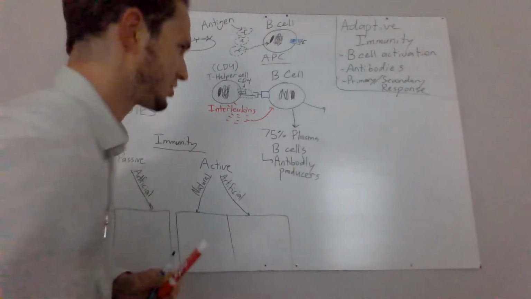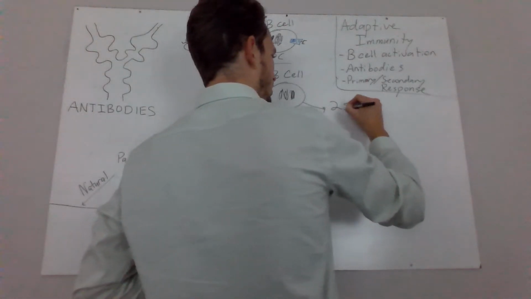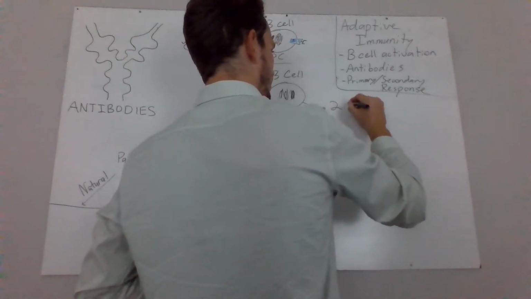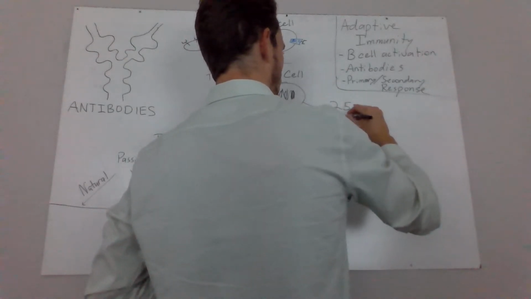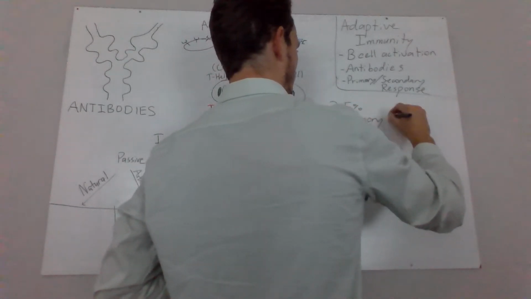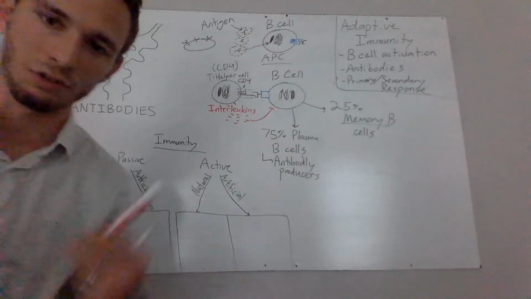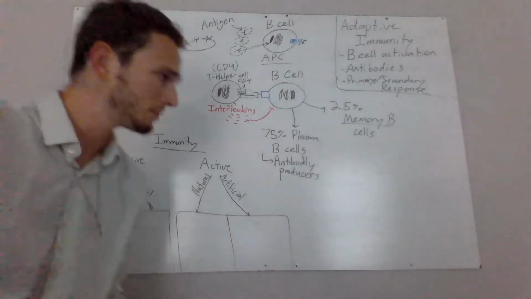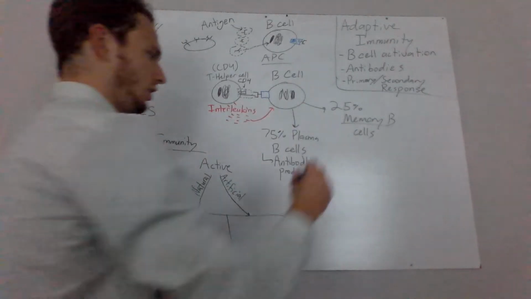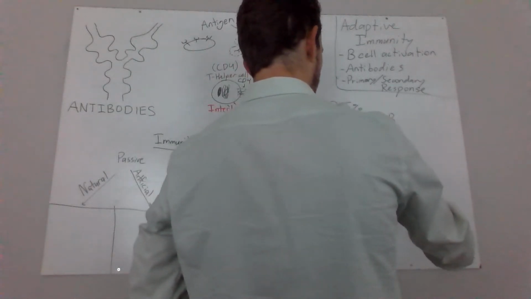Whereas 25% will turn into what's called memory B cells. Memory assumes that they can remember something. That makes sense. And memory B cells will remember the antigen.